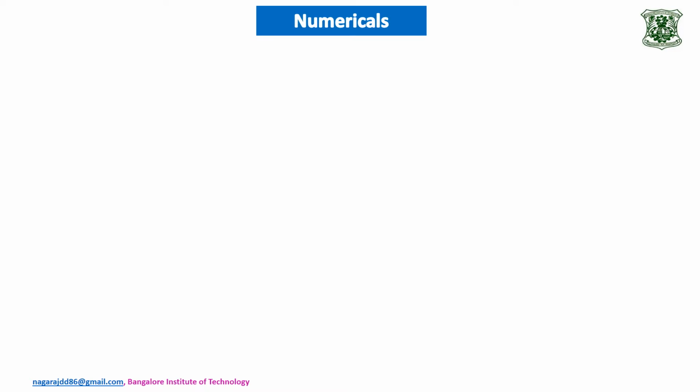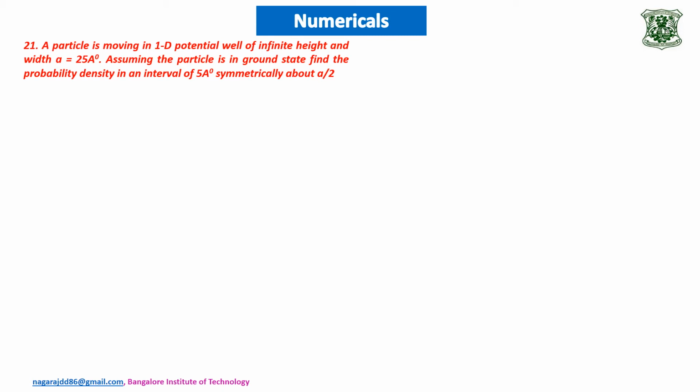Here is a slightly different problem and also a very lengthy problem. Read the question carefully. A particle is moving in a one-dimensional potential well of infinite height and width of 25 angstrom. Assuming the particle is in the ground state, find the probability density in an interval of 5 angstrom symmetrically about a by 2. Let me explain.